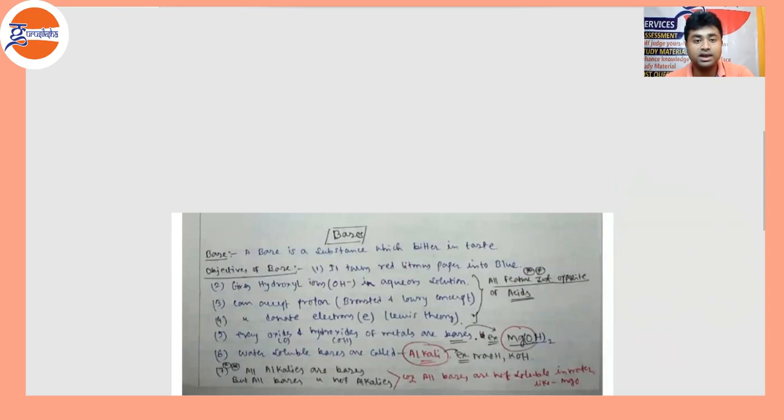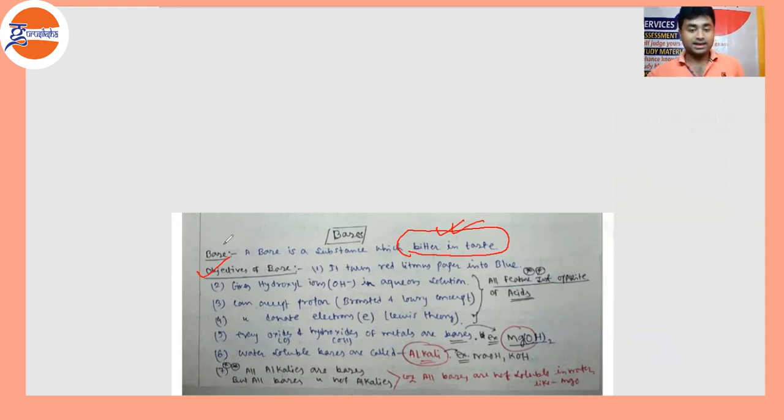Of acid, this is bitter in taste. So a base is defined as a substance which is bitter in taste. Now the point is, what are the objectives of a base? That means how you can identify a base. What are the identification features of a base?